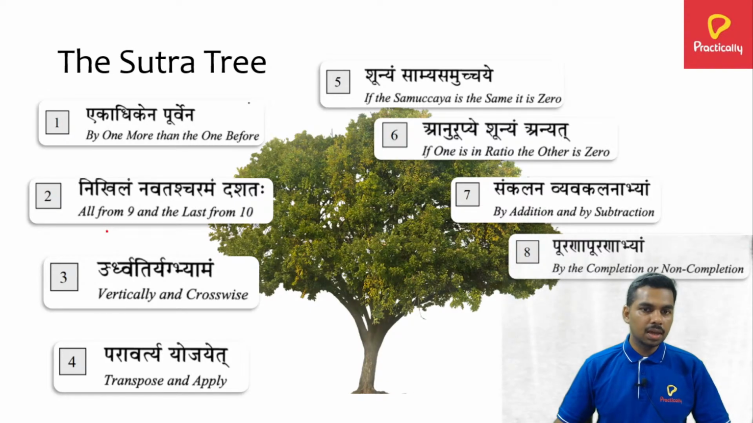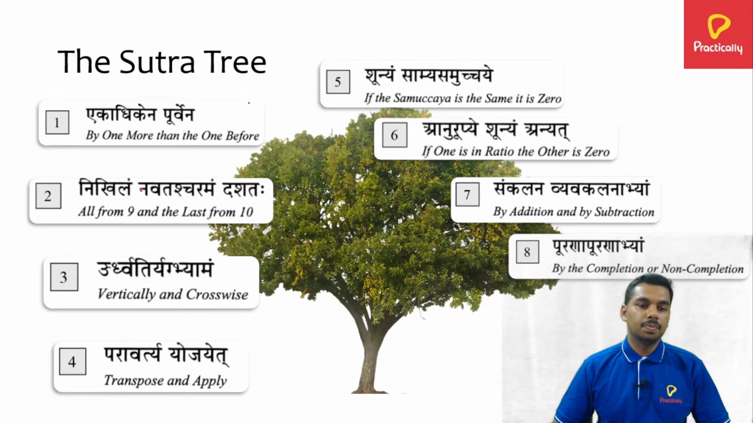So once again, for revision purposes, let's go through the names of the sutras. The first sutra is known as "by one more than the one before", and it is also known in Sanskrit as Ekadhikena Purvena. Eka means one, Adhika means more, Purva means the one before. So that was the first one.